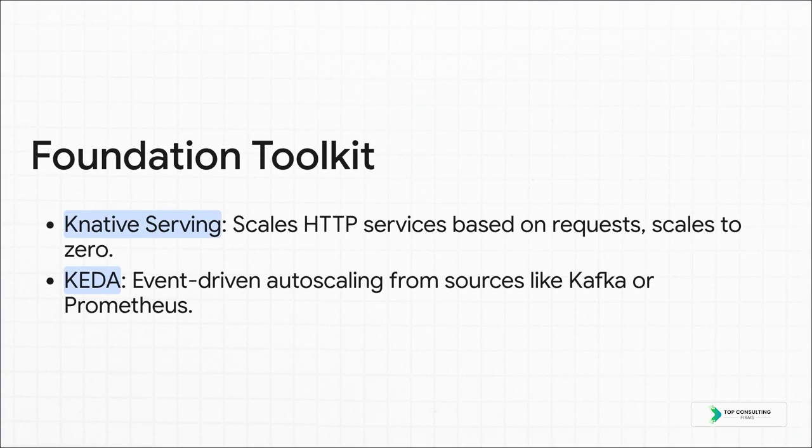First up is Knative Serving. It is perfect for things like LLM APIs because, and this is the magic part, it can scale your pods all the way down to zero when nobody's using them. Think of the money that saves on idle GPUs. Then you've got KEDA, which just extends that power everywhere else. It lets you scale based on the length of a Kafka queue or some custom Prometheus metric. Together, they create that agile, cost-effective base we're looking for.